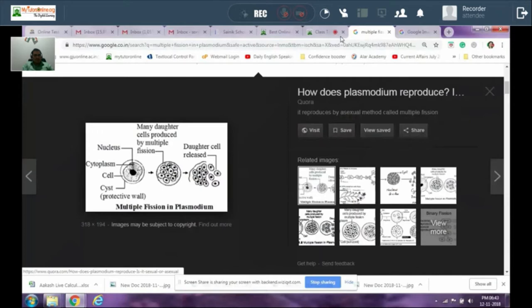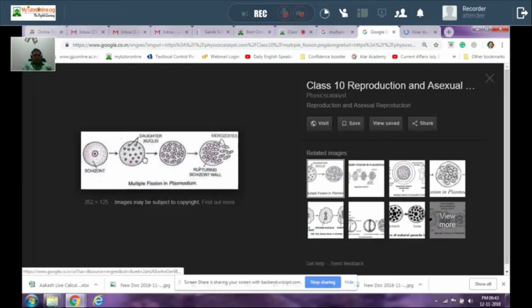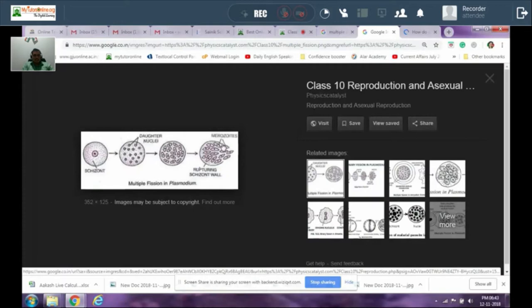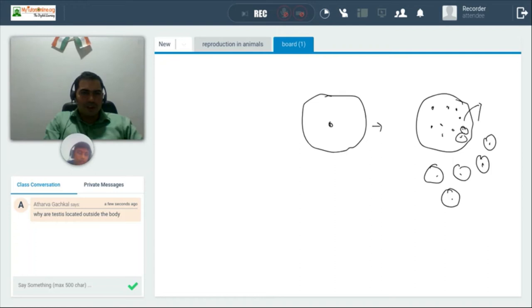In this one also, multiple fission is there in the plasmodium. These cells are known as cysts, and these are known as merozoites, which I was telling. That is not given in your syllabus now, but you can learn it for your information. In the higher classes it will come a little bit more. So just remember.